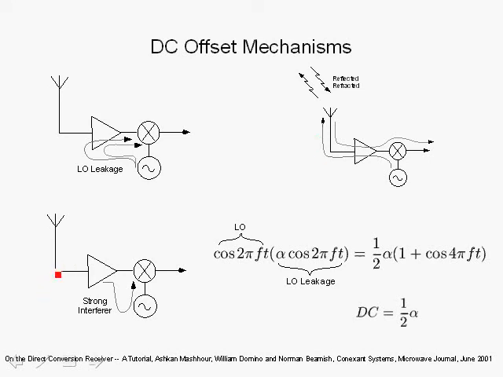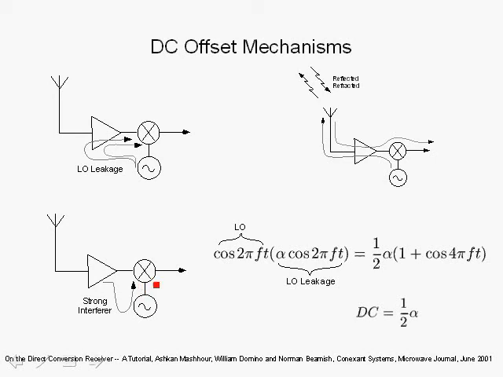Other contributors to DC offset are the strong interferer, for example. In the case of a strong interferer, it would pass through the LNA and also leak into the branch for the mixer from the LO to the mixer and self-mix with itself, also contributing to a DC term.